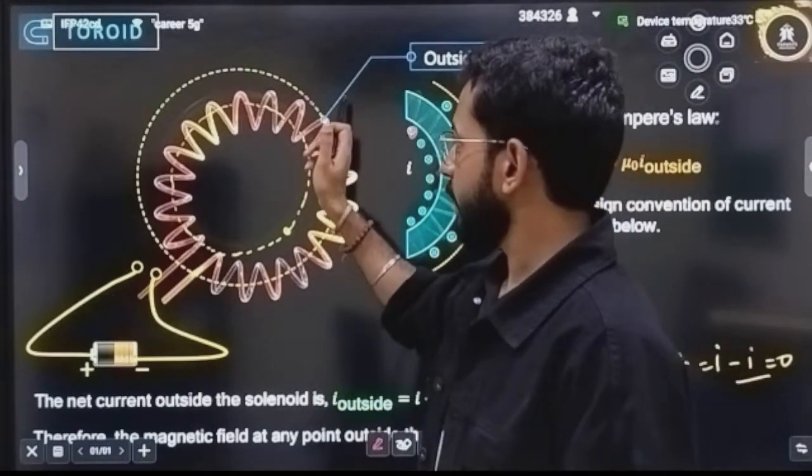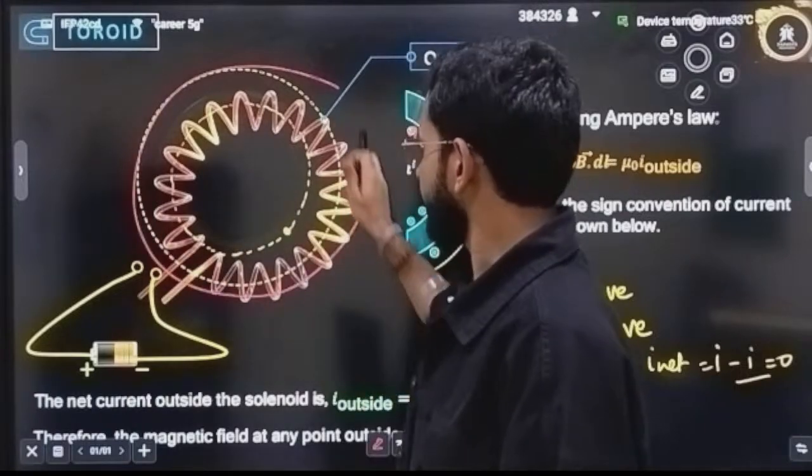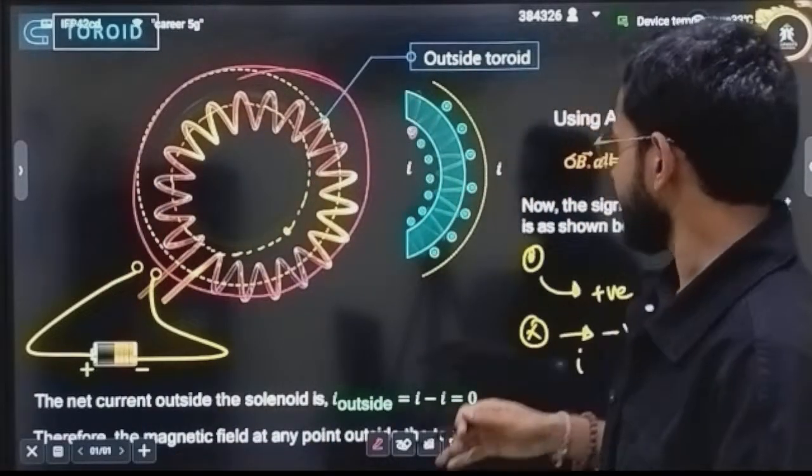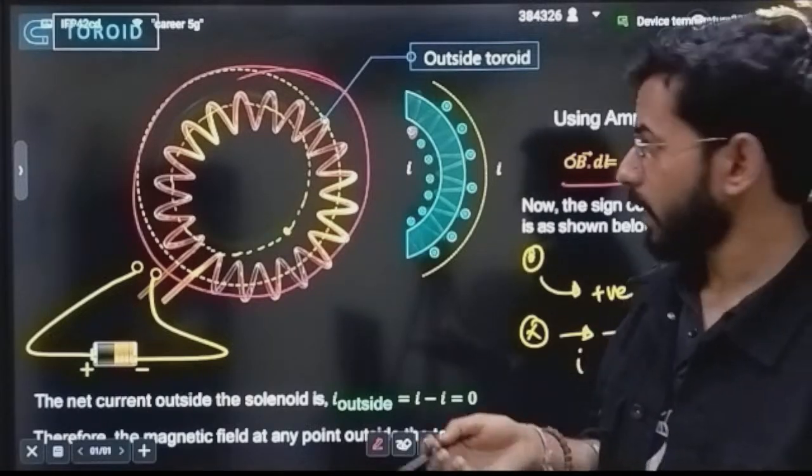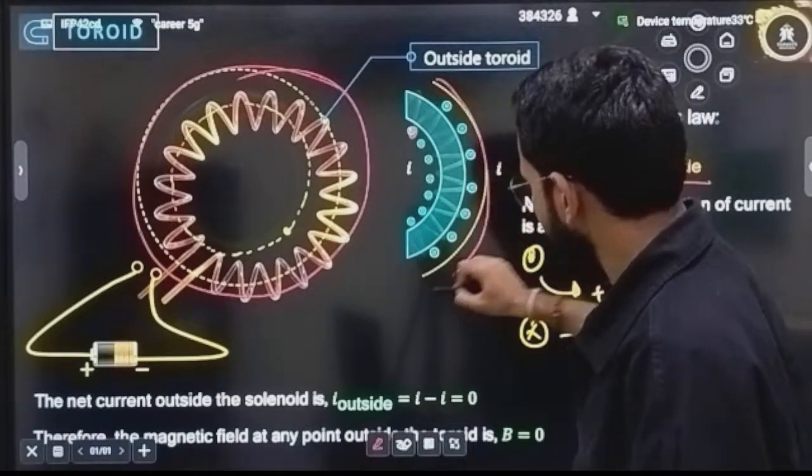For the outside portion, how will I be calculating? Firstly, make an Amperian loop. Draw an Amperian loop. What is the equation you are going to write? B dot dl is equal to mu into I, the net current flowing outside. If I ask you, tell me what is the net current.